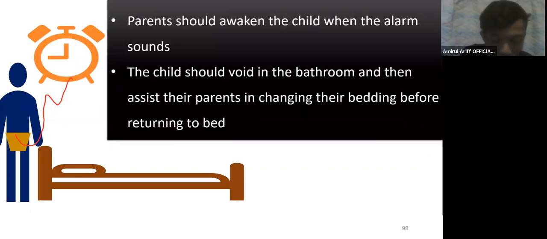Actually, the enuresis alarm is a device with a sensor and an alarm. The sensor is put in the diapers, and if the child wets at night, the sensor will detect the first urine drops and cause the alarm to make a sound. The parents should awaken the child when the alarm sounds, and the child should void in the bathroom, and then help the parents in changing their bedding before returning to bed. Next.